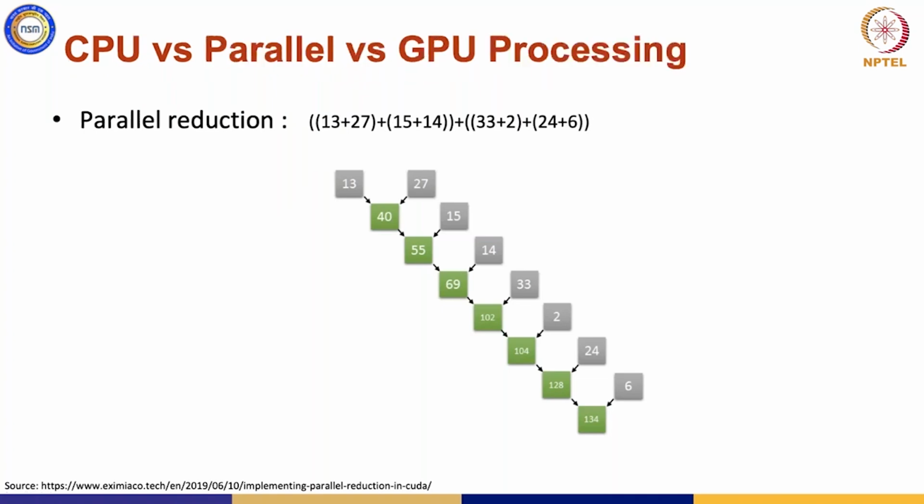When you come down to a parallel reduction, the idea is something like this. You can do this particular addition on one particular core or one processing element, and then you can do this on a different processing element, and so on and so forth, and then you can go on summing it up, right? So this is a way of parallel reduction.